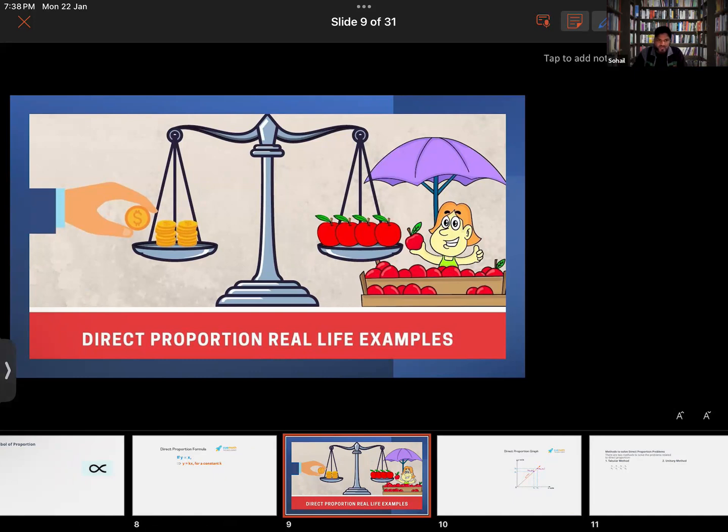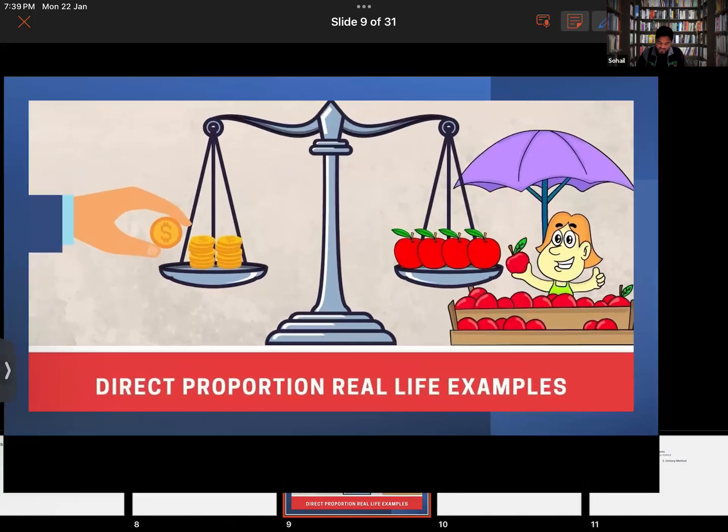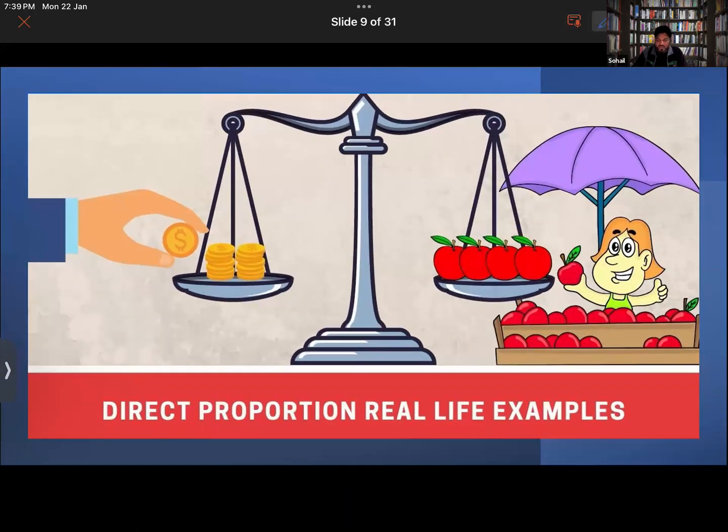Good. So here in the image, you can see that if you have more money, you will be able to purchase more apples. So that is a direct proportion.